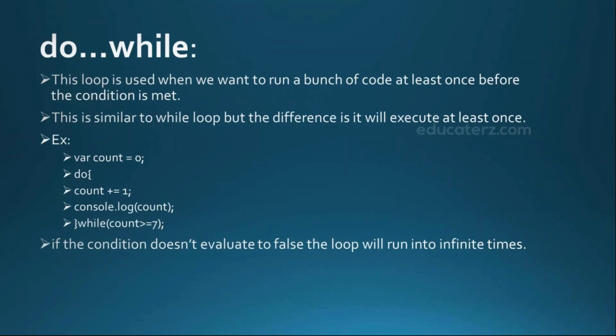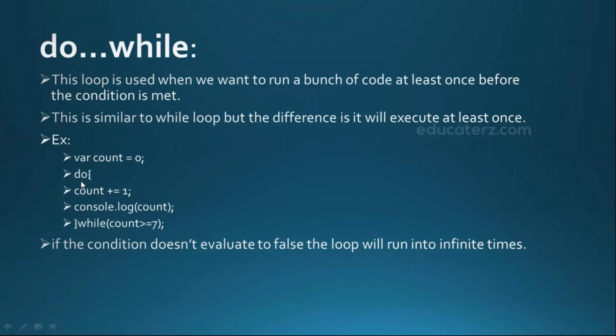So coming to do while. This loop is used when we want to run a bunch of code at least once before the condition is met. This is similar to a while loop, but the difference is it will execute at least once. Here also we have the condition, but the loop will run at least once.